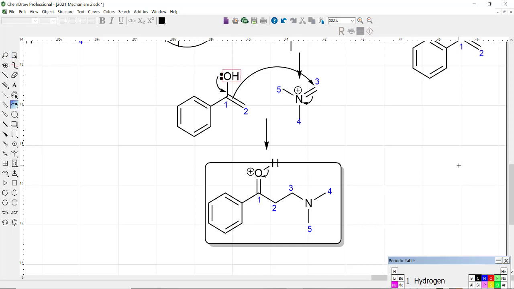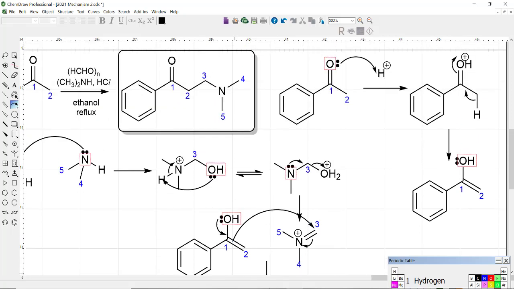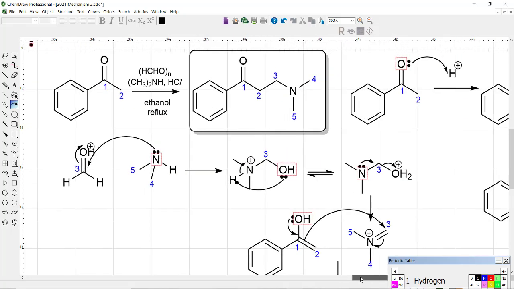So I hope I have given you a relatively short summary on how you could go about proposing a mechanism like this. If you were to go back to do a little bit of summary, first of all we need to understand the nature of the reagents. So we have this particular reagent, which is known as acetophenone, and then we have formaldehyde, and then this particular amine, and eventually we're going to end up with this particular product. We need to join up carbon 2 and 3.